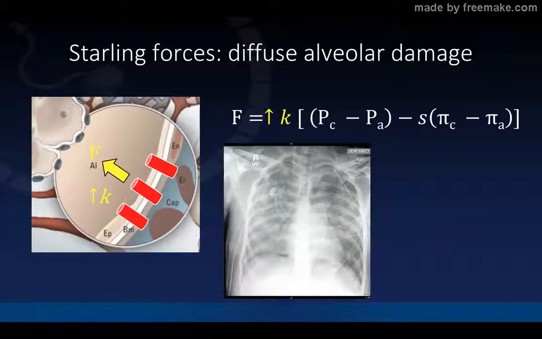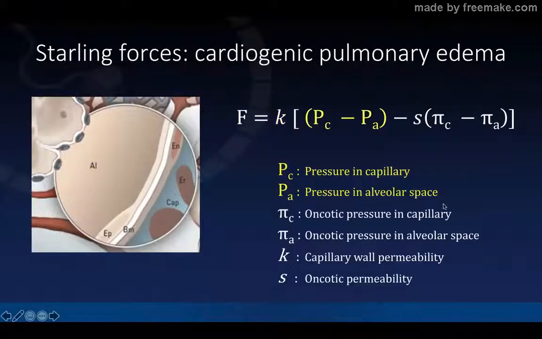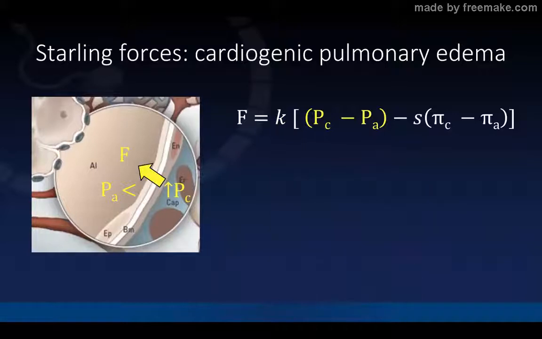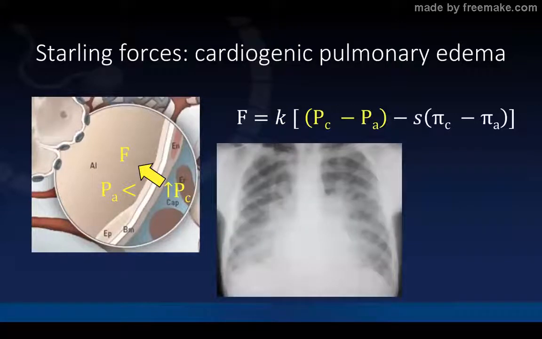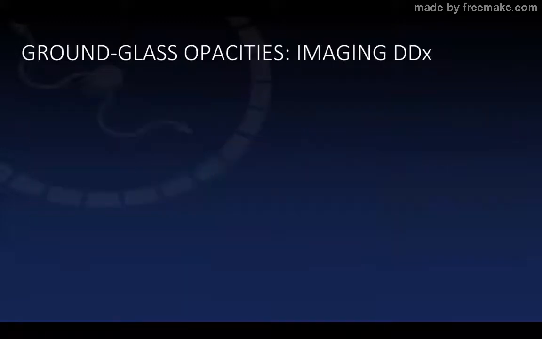Here's a patient with typical diffuse alveolar damage involving the entire lung, and the lung becomes a wet sponge, basically weighing itself down, as you can see here on CT. In contrast, in cardiogenic edema, the capillary pressure is increased such that the increased pressure drives fluid into the alveolar space. And because pressure is highest around the heart, we get the typical perihilar, so-called bat wing appearance of cardiogenic pulmonary edema. So the imaging differential diagnosis of ground glass opacities, of course, is fairly broad.